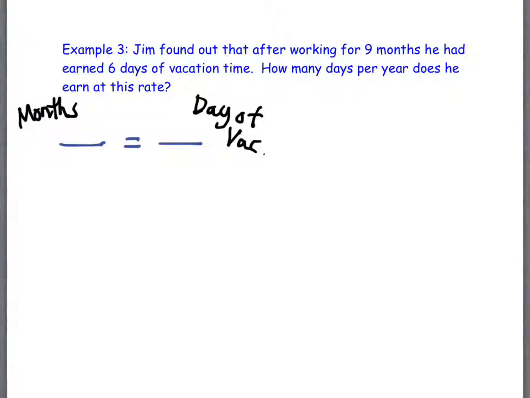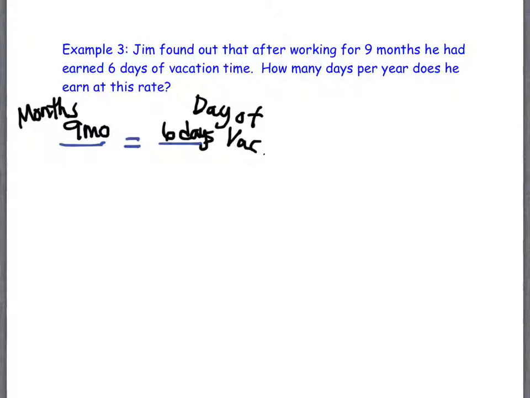Okay. So what is one of the months descriptions that we have? 9 months. So in 9 months, how many days of vacation does he get? 6. So the equivalent is the 9 months in the numerator would be equal to 6 days of vacation in the other numerator. They go together, so they're going to be in the same location in the two fractions.